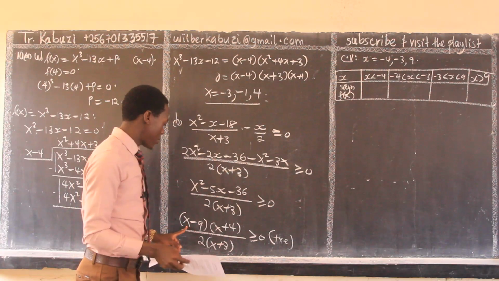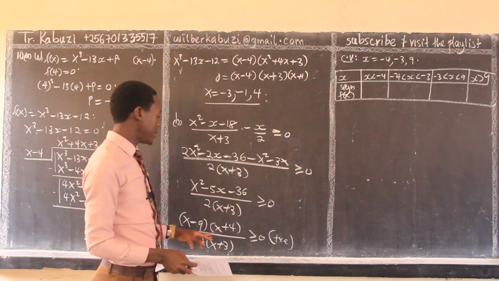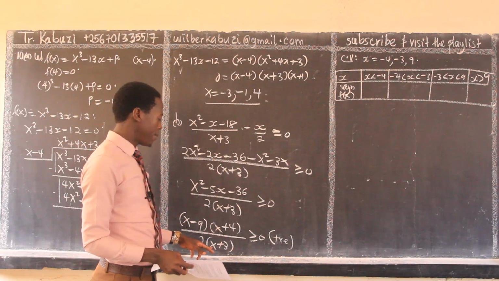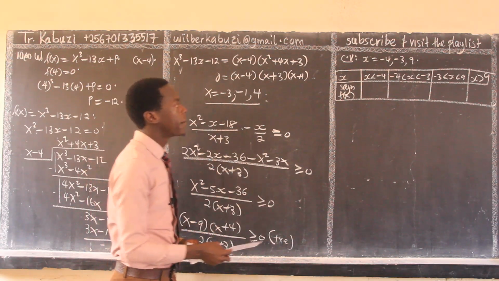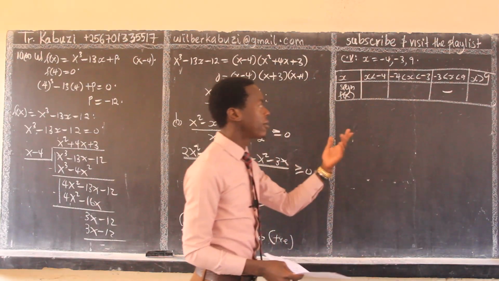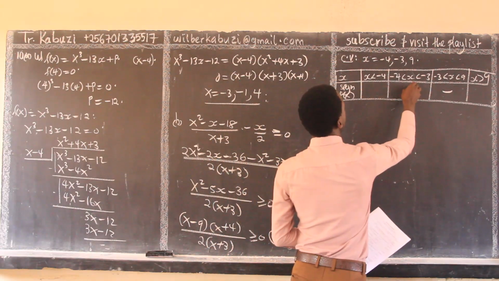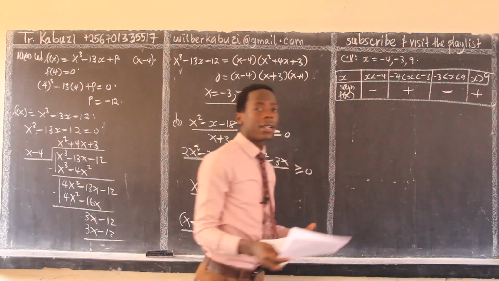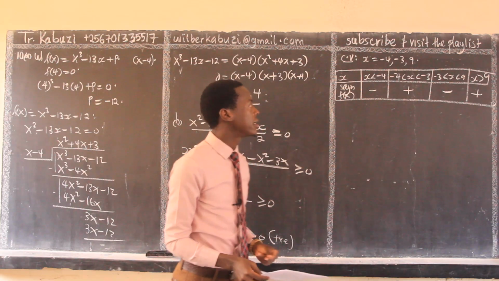When I put here 0, I have -9 times +4, so up I have a negative. When I put here 0, I have a positive. So negative divided by a positive, I'll be having a minus. So in inequalities, once that one is minus, the signs are going to alternate. So this will be positive, this will be negative, this will be positive. To see the details, visit the playlist, then you go to inequalities. You'll see how we are coming to this.